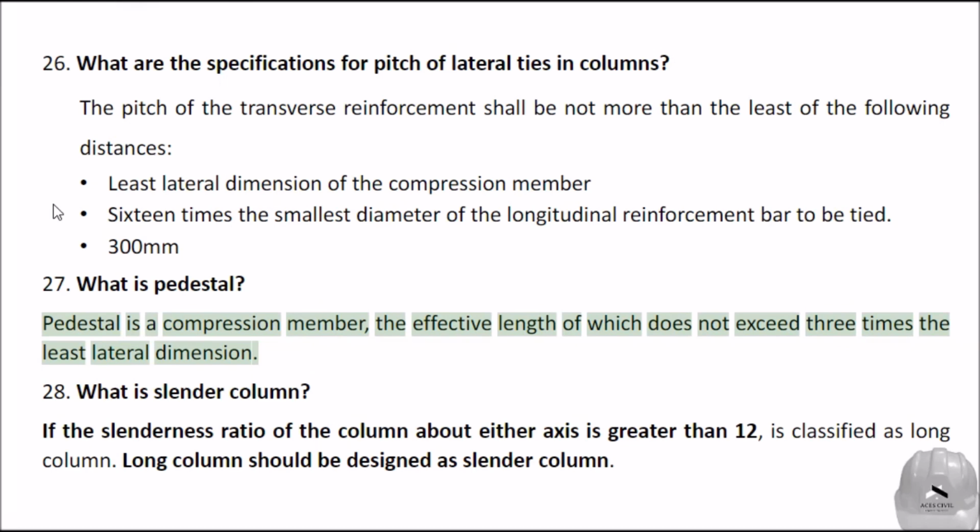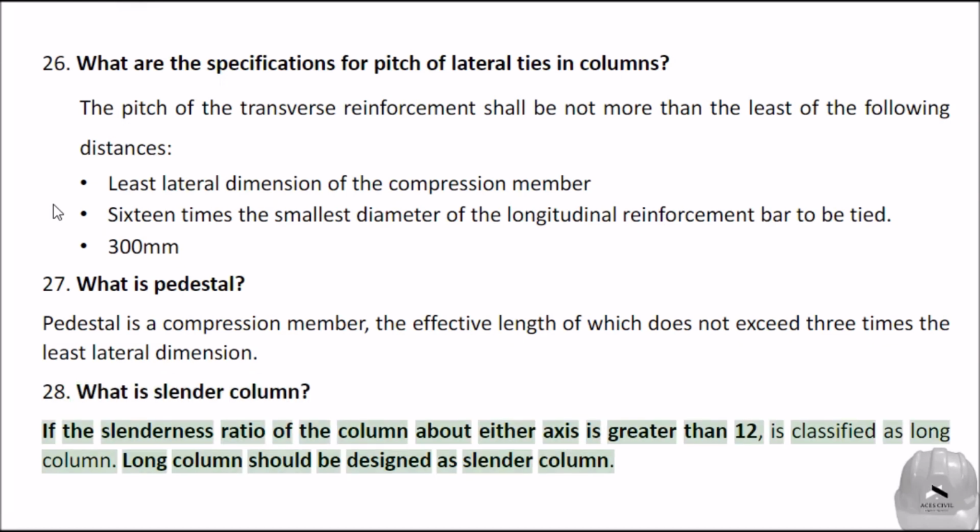What is a pedestal? A pedestal is a compression member, the effective length of which does not exceed 3 times the least lateral dimension. What is a slender column? If the slenderness ratio of the column about either axis is greater than 12, it is classified as a long column. A long column should be designed as a slender column.